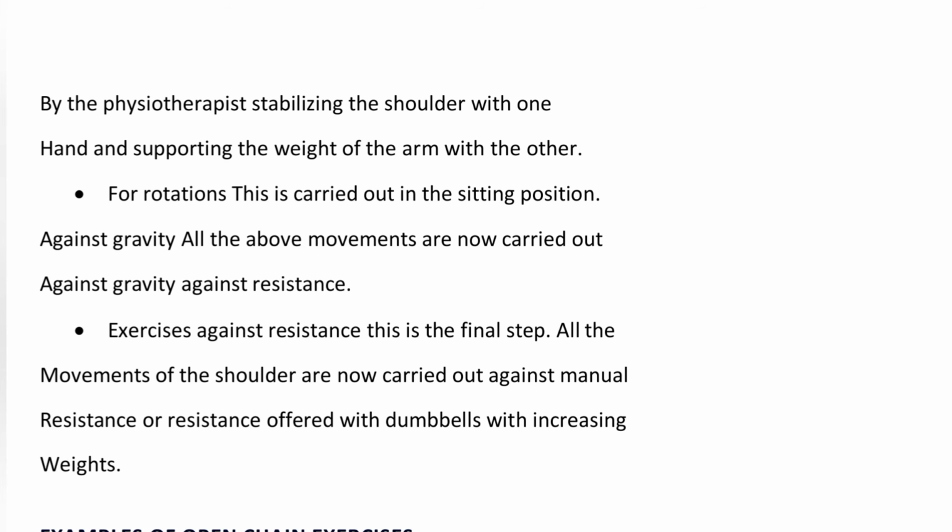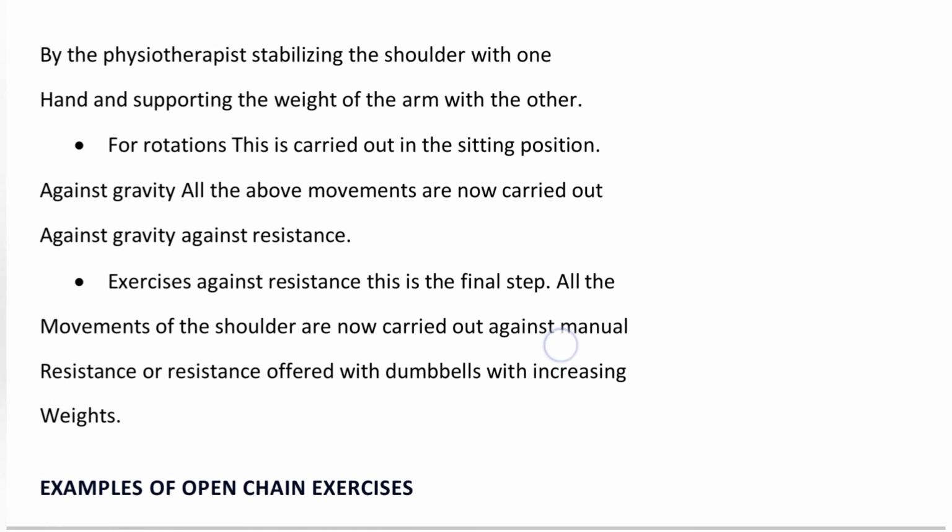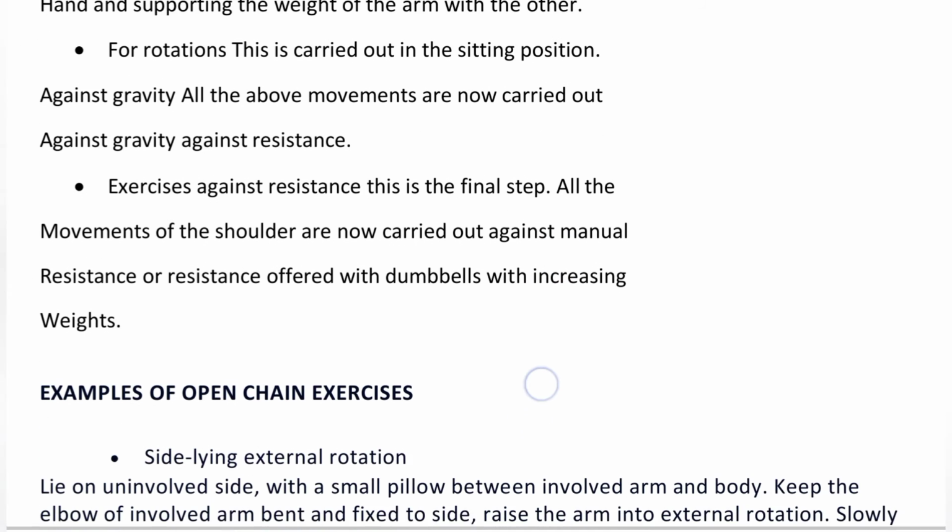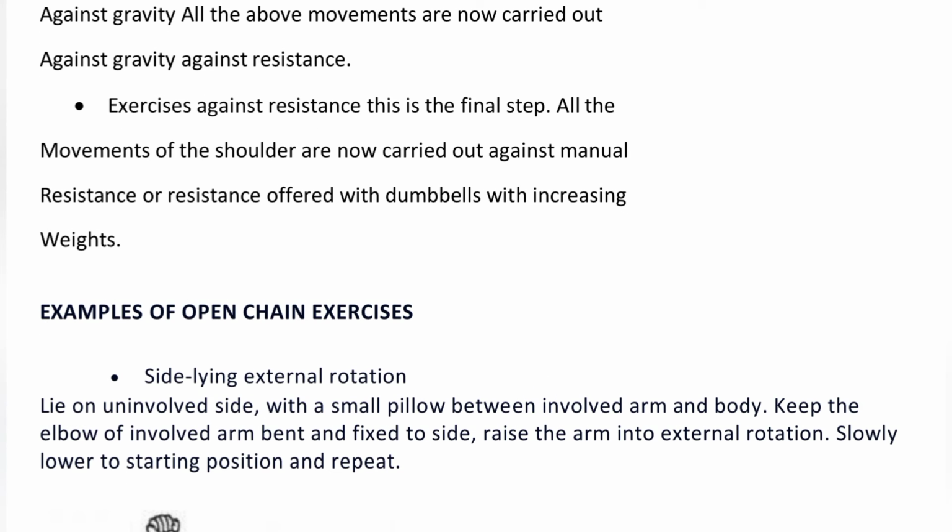For the rotation, the rotation exercises can be carried out in a sitting position against gravity. All the above movements are carried out against gravity, against resistance. So, exercise against resistance is the final step. All the movements of the shoulder are now carried out against manual resistance or the resistance offered by dumbbells with increasing weight in this last stage. Some open chain exercises and closed chain exercises can be recommended.